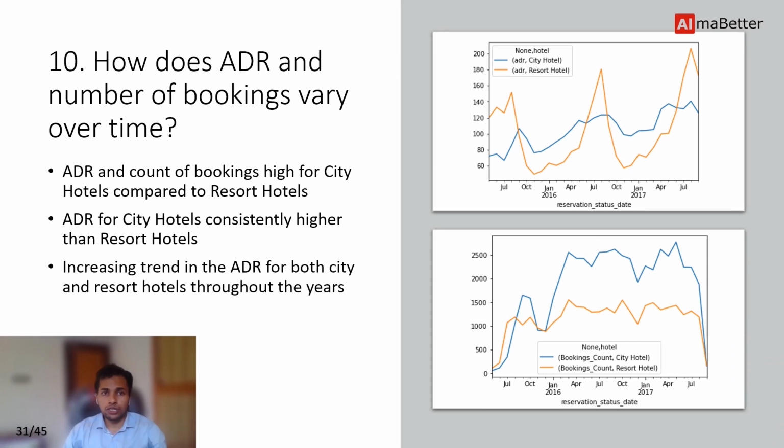Let's move on to our next observation, which is how ADR and number of bookings vary over time. We discovered that ADR and count of bookings are higher for city hotels compared to resort hotels. We can observe that ADR of city hotel is consistently higher than resort hotel. There was an increasing trend for ADR for both city hotel and resort hotel throughout the years.